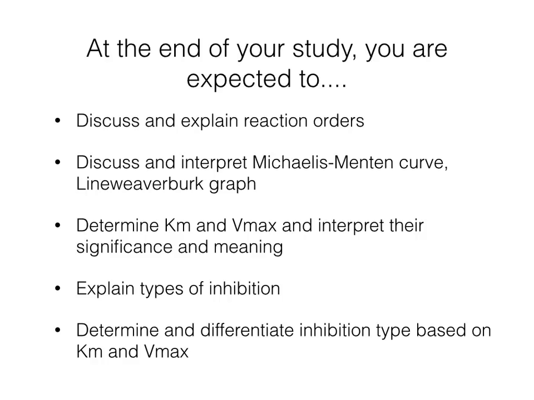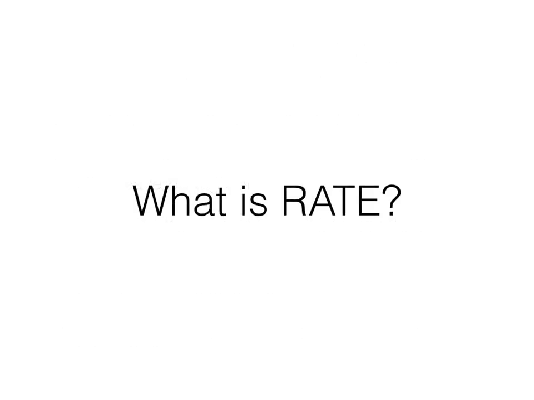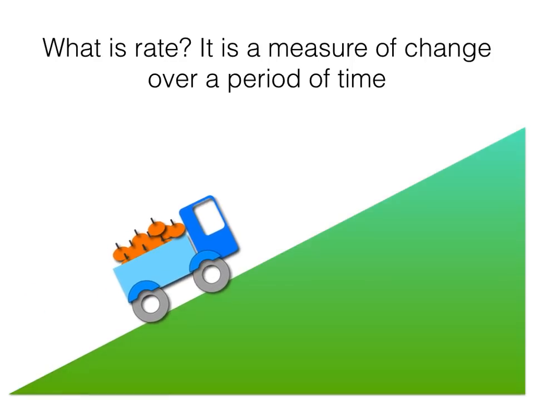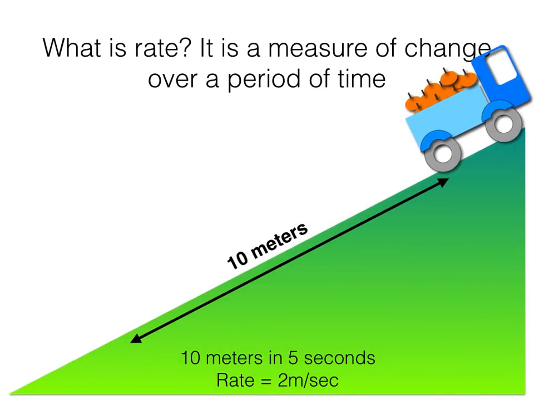So the learning objectives are shown here. First of all, what is rate? Well, we can define rate as a measure of change over a period of time. The synonyms for rate are speed and velocity. In this example, we have a truck that travels a distance of 10 meters and it took about 5 seconds for the truck to traverse that distance. So the rate, the speed, the velocity for the truck is 2 meters per second.